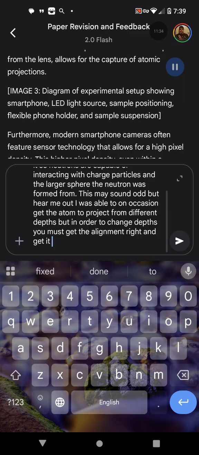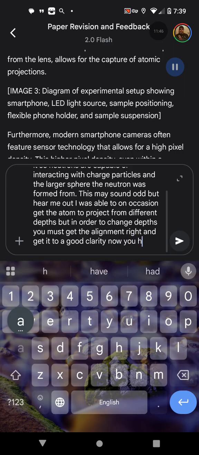The projection patterns vary depending on the atomic composition of the sample, providing a unique fingerprint for each element. By analyzing the patterns and comparing them across different materials, researchers can gain insights into the fundamental properties and behaviors of atoms. 2.3 Data collection and analysis.